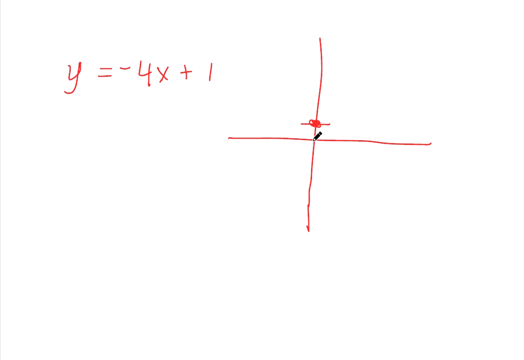That means we start on that starting point, the y-intercept, and count down 1, 2, 3, 4, and then we go to the right 1 point and put a dot. So this is our graph.